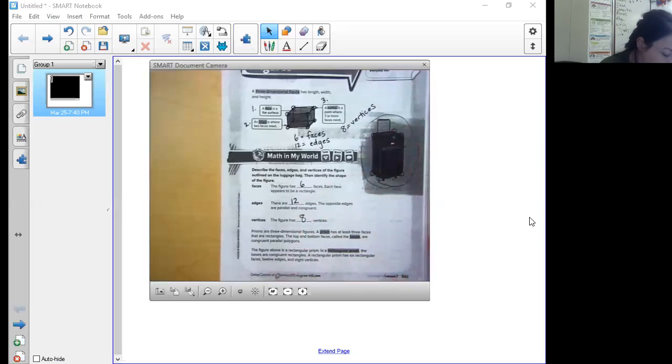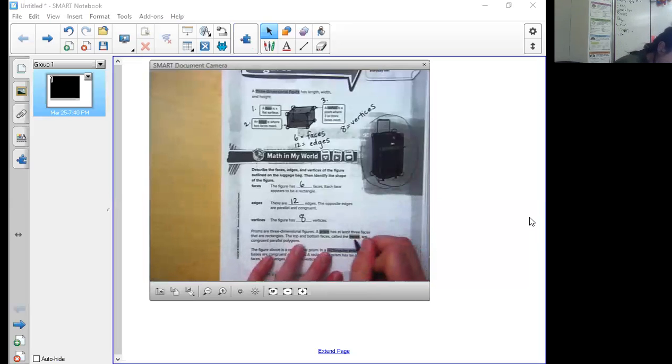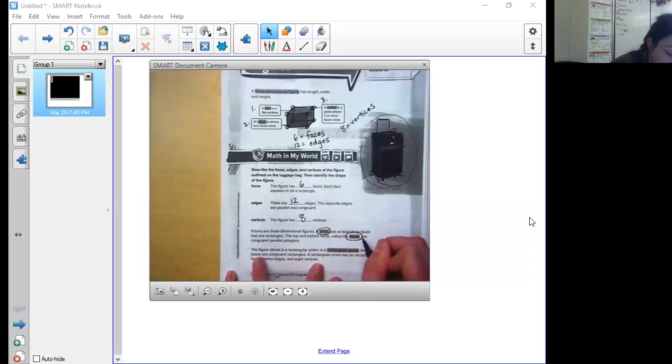Let's read the paragraphs that follow. Prisms are three-dimensional figures. A prism has at least 3 faces that are rectangles. The top and the bottom faces, called the bases, are congruent parallel polygons. I'm sure that these highlighted words that they have made sure that you know are pretty important. I'm just going to circle them, and I want you to know that the bases, this is probably going to be super important for the lesson, are congruent, parallel, and polygons.